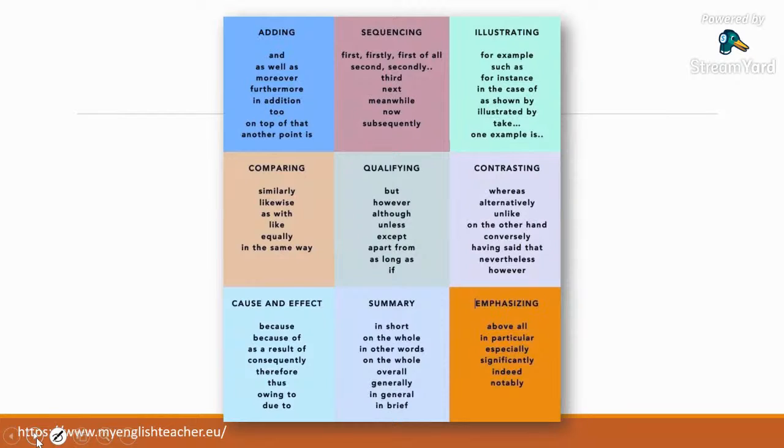Okay, next we have others. There are some more connectors like adding. Adding means a plus, like and. So you can use as well as, moreover, furthermore. So there are many here, okay, which are nearly the same. So therefore, adding, sequencing, illustrating. Illustrating means to give examples. Contrast, qualifying means to show the opposite, like but, however, although. You compare like, such as, like, in the same way. Cause and effect: because, as a result of. To summarize is something important: on the whole, in other words. Emphasizing means to give importance, like especially, in particular, and significantly. So there are many more linkers and connectors.